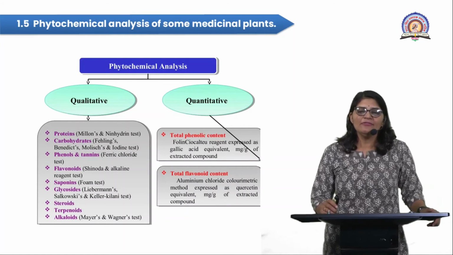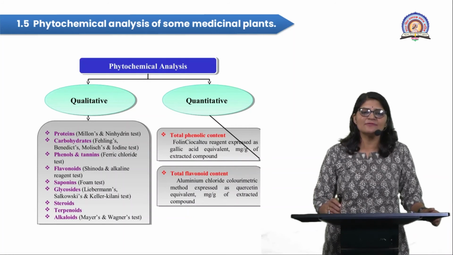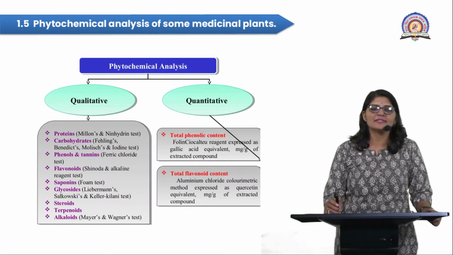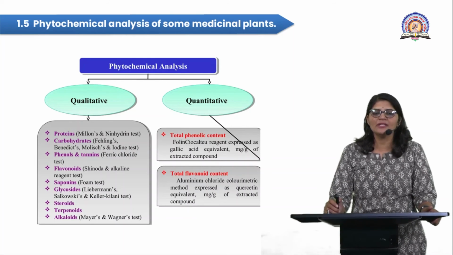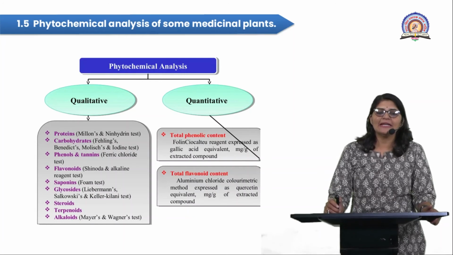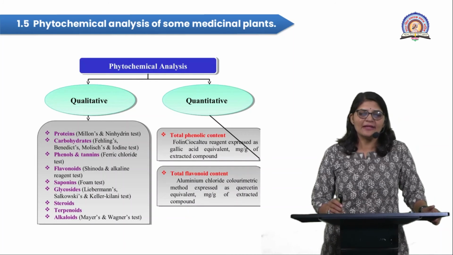Then if that phytochemical is present within that crude extract, we go next for the quantitative analysis. In the quantitative analysis, we specifically measure the total phenolic content, total flavonoid content, total tannin content, total terpenoid content, and total alkaloid content, like that.